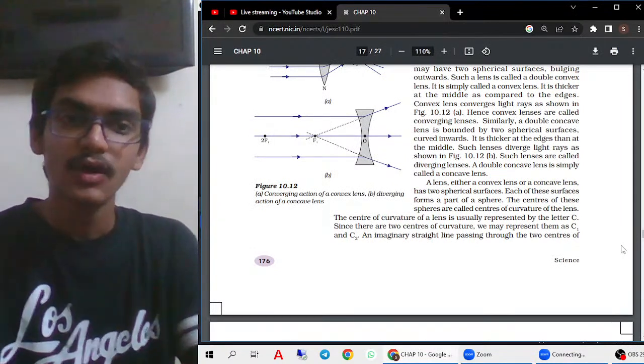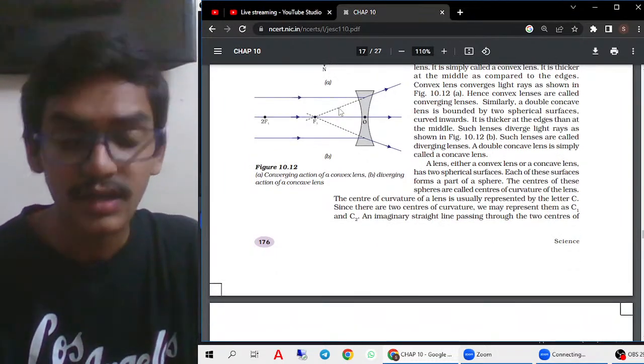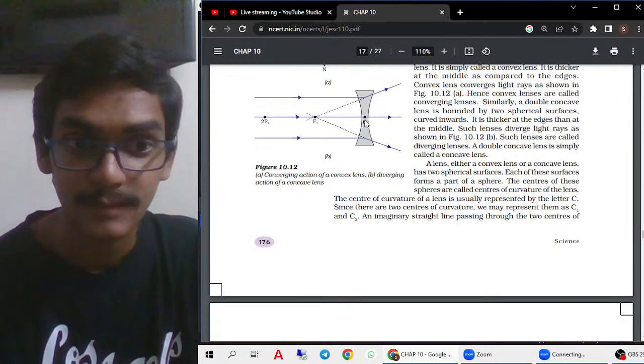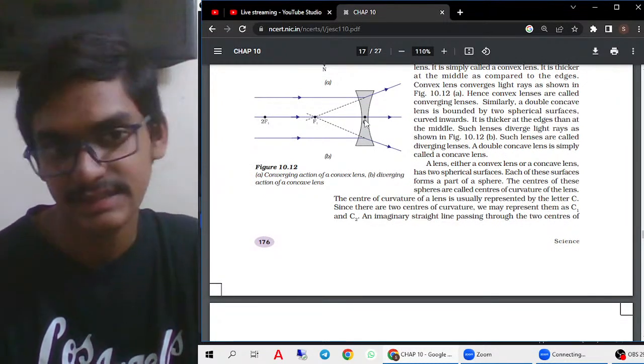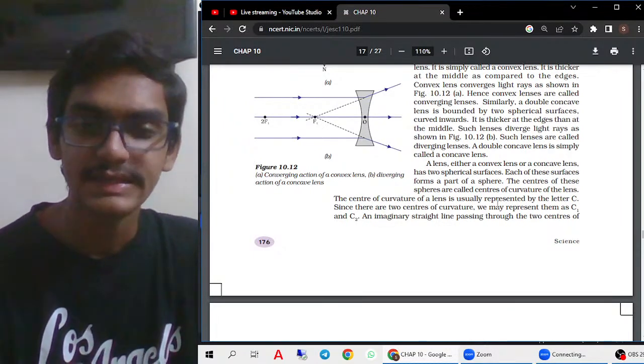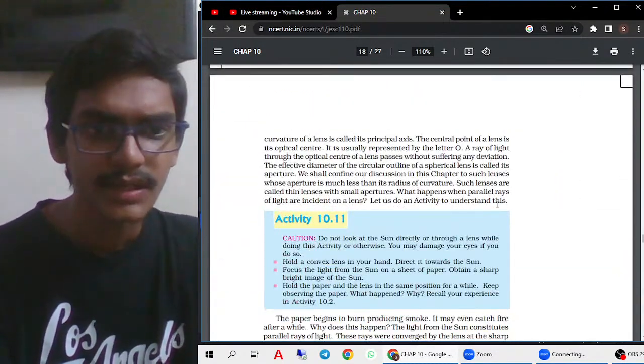Okay, so as I already told you, if you extend this side, there are two centers of curvature that you have to remember. Now let me define each and everything. This point O is considered to be the optic center. And the centers of these circles are called the centers of curvature, which are represented by C1, C2, depending on your easy understanding.